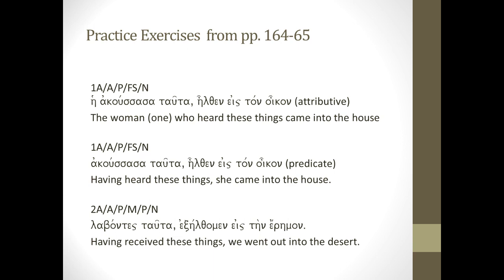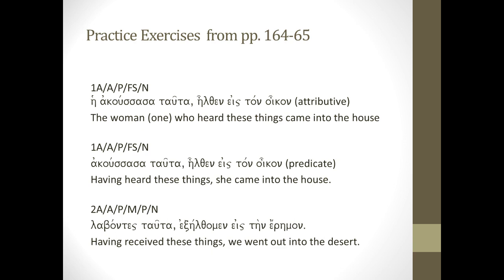Here are some more examples from the practice exercises in your book on pages 164 to 165. He akousasa tauta eiselthen eis ton oikon. In this case, the participle akousasa is attributive because the definite article precedes it. And so here we have a first aorist active participle, feminine singular nominative. What you could say here is, the woman, or the one who heard these things, came into the house.